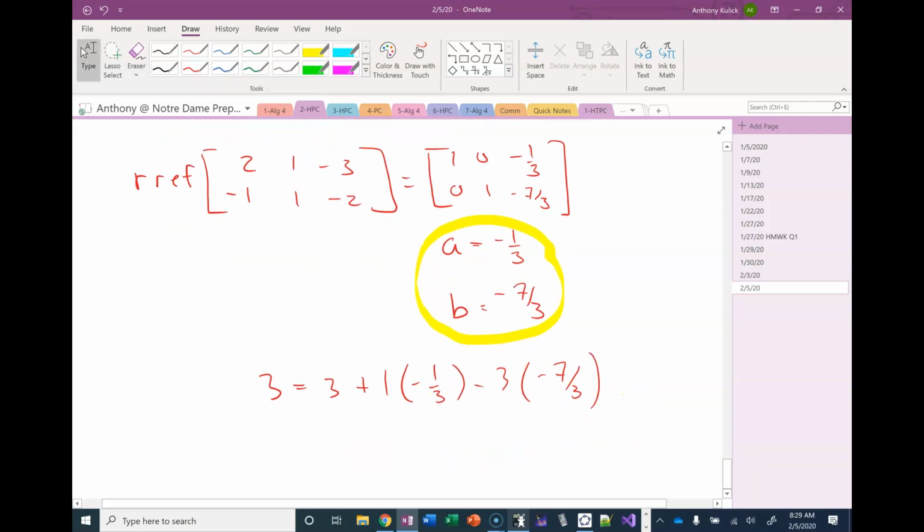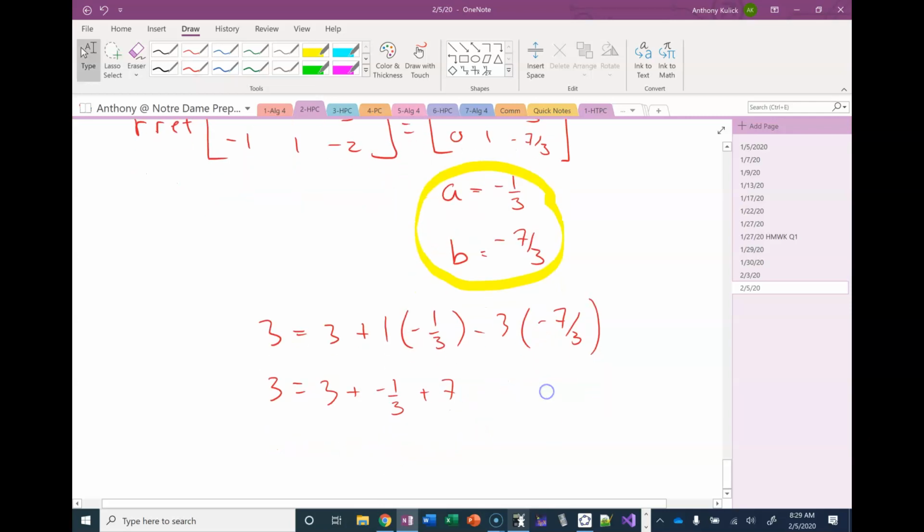Okay. So if I do that, 3, well, plus 3 plus negative 1/3, and that just turns into plus 7. Is that true? No, right? So we would say that this guy does not lie on our line, or on our plane.